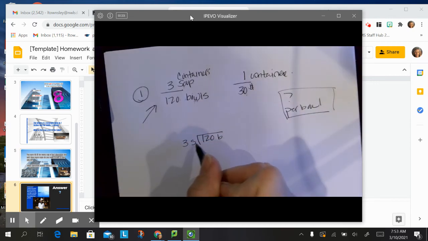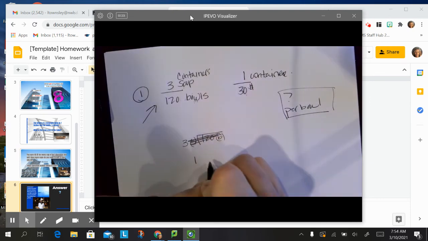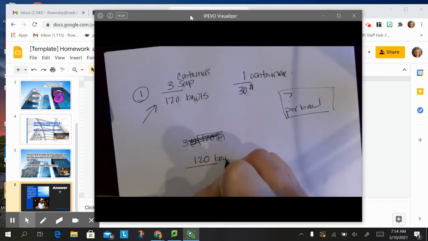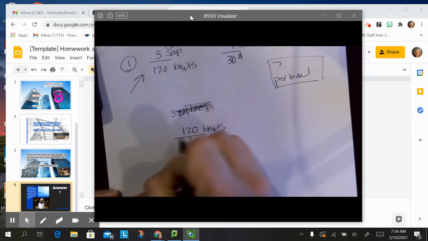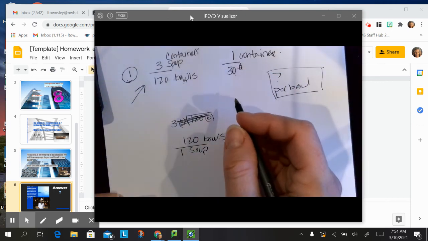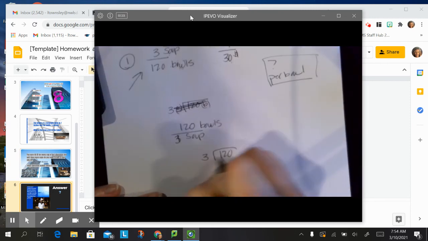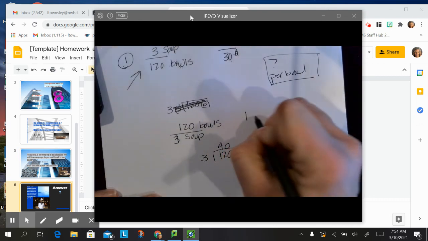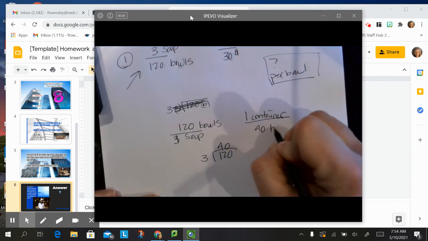And I'm going to look at this right away and say, I know that 3, and I'm just putting this here so we know there's soup and bowls. And maybe if that's too hard, that's okay. How about we do it like this? Bowls and soup. Okay? Because I want to know how many bowls are in one container of soup. All right. So take 120 divided by 3, which is 40.